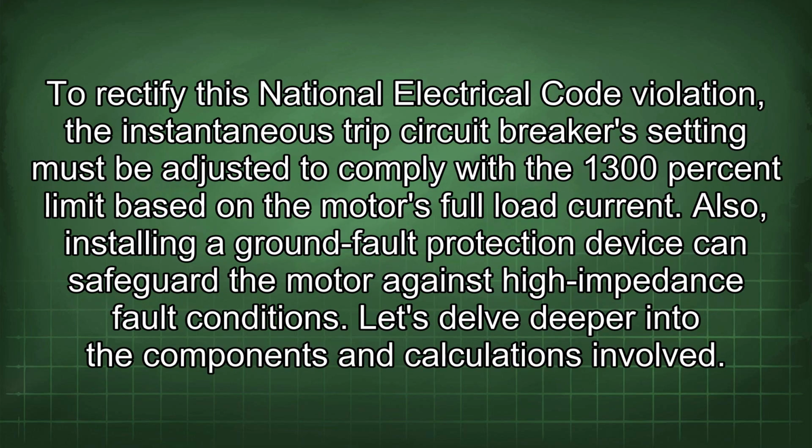To rectify this National Electrical Code violation, the instantaneous trip circuit breaker setting must be adjusted to comply with the 1300% limit based on the motor's full load current. Also, installing a ground fault protection device can safeguard the motor against high impedance fault conditions. Let's delve deeper into the components and calculations involved.